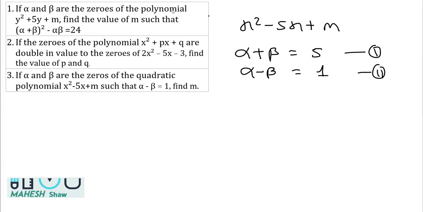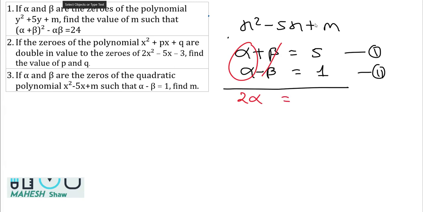Now, in case we add these two equations, as you can see here, on adding these two equations, alpha plus alpha will give you 2 alpha. And if I add these two, beta and minus beta get cancelled. So we get 5 plus 1 is equal to 6.